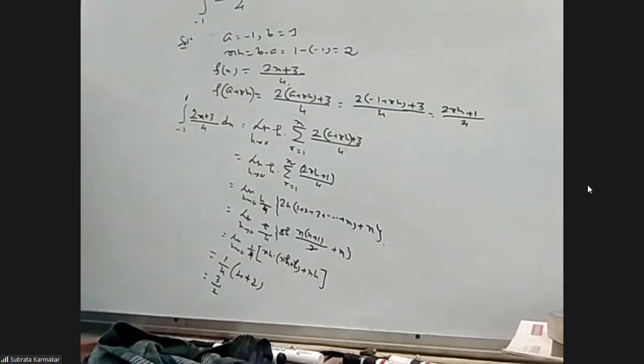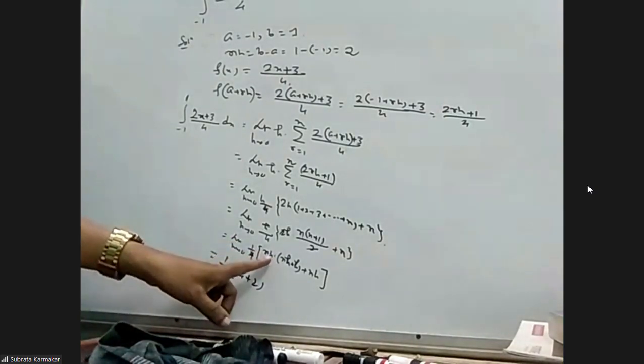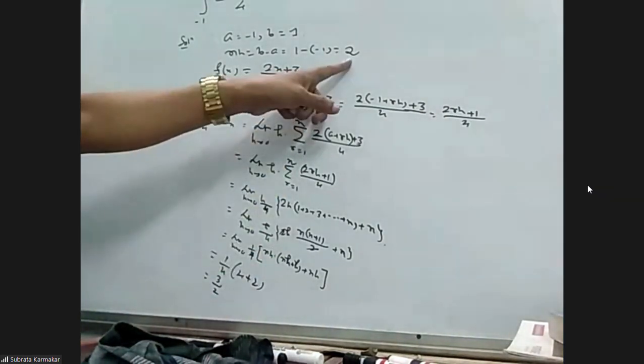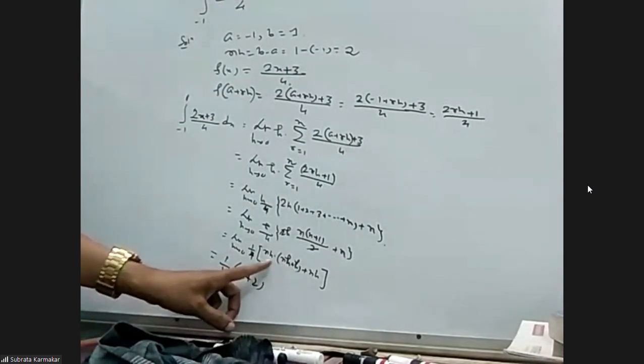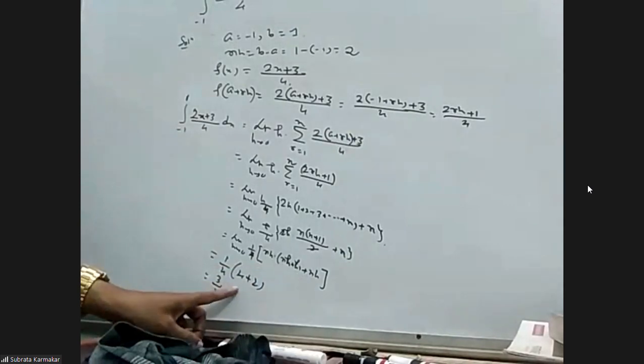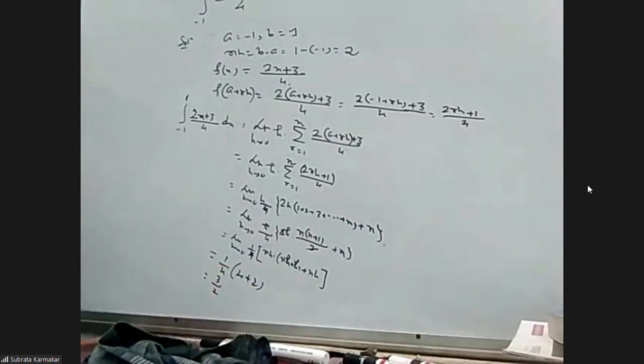3 by 2. Directly, nh equals 2, and wherever h, you will put 0. So 2 plus 0 means 2. 2 into 2, 4, plus n is 2, 4 plus 2, whole divided by 4. So 6 by 4, that is 3 by 2.